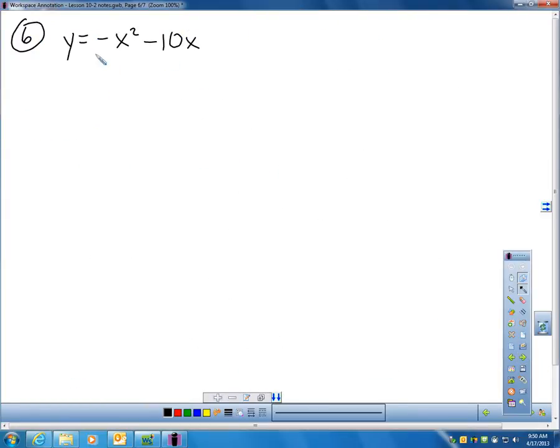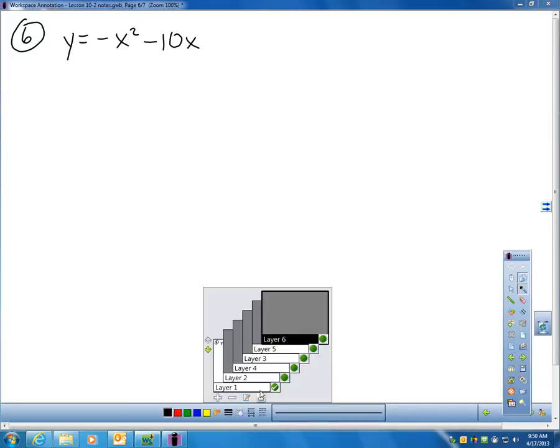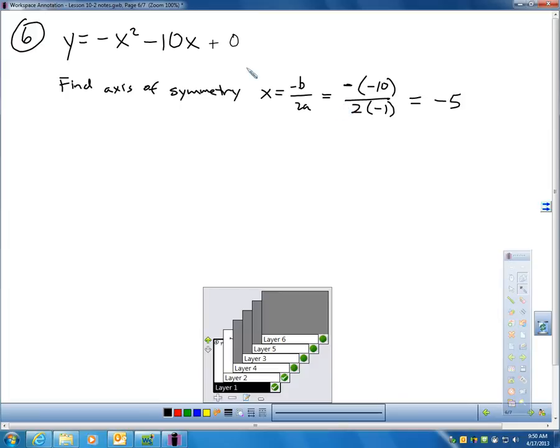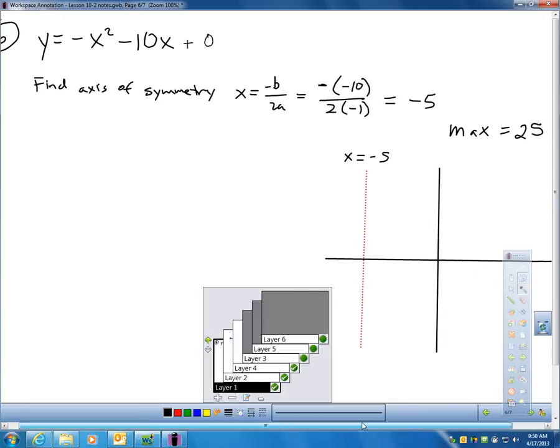Let's try another one. Y equals -x squared minus 10x. Let me add something to that because there's really plus nothing here. Okay? So first of all, let's get our axis of symmetry. Plug in -10 for B, and plug in -1 for A. And when you do that, the opposite of -10 is 10 on top, and I got -2 on the bottom. 10 over -2 is -5. So there's my axis of symmetry.